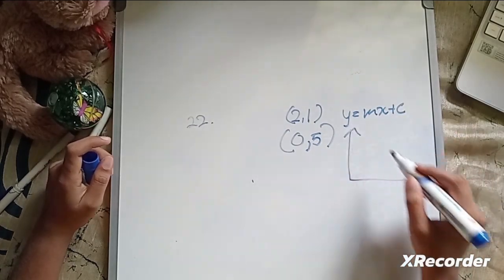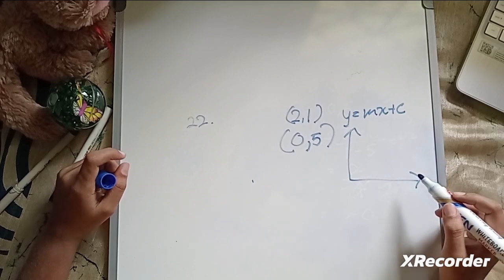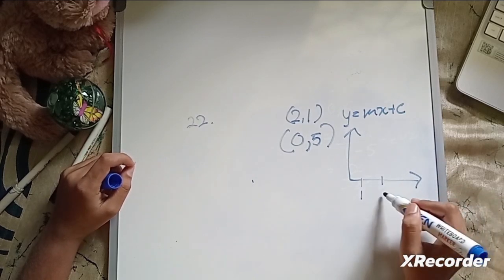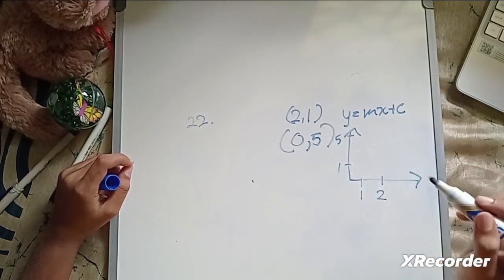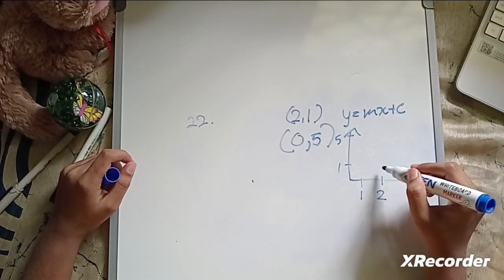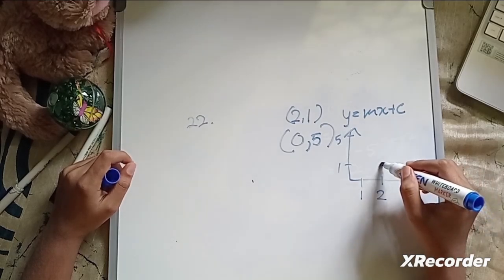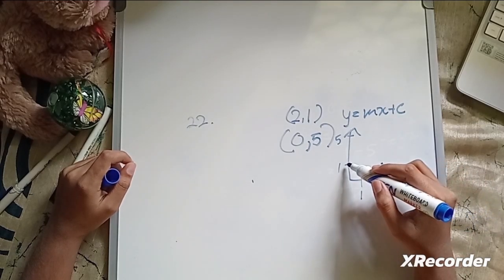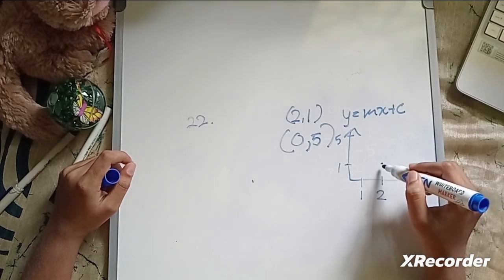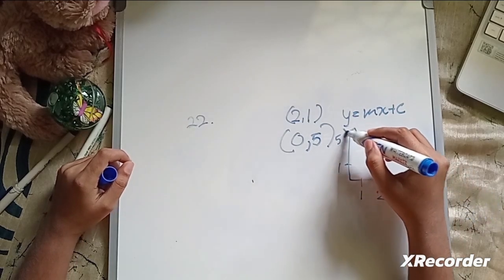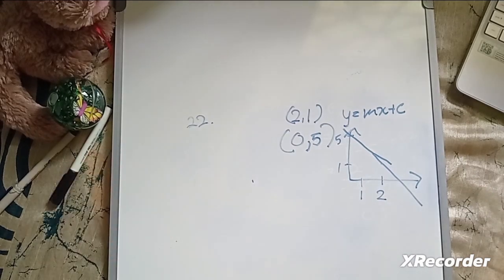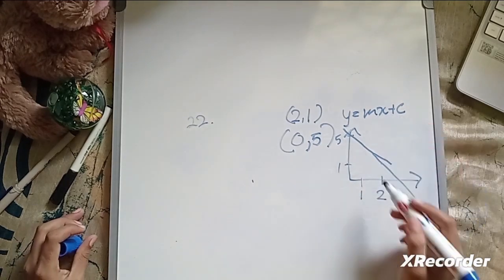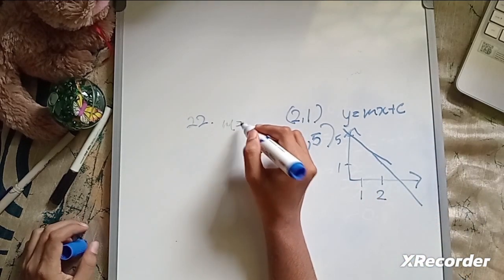So if we draw a sketch of this graph, mark 1, 2, and mark 5 here, and the given point is this one, y value 1, x value 2. So we can draw this graph like this. And basically they are asking to find the value of m.